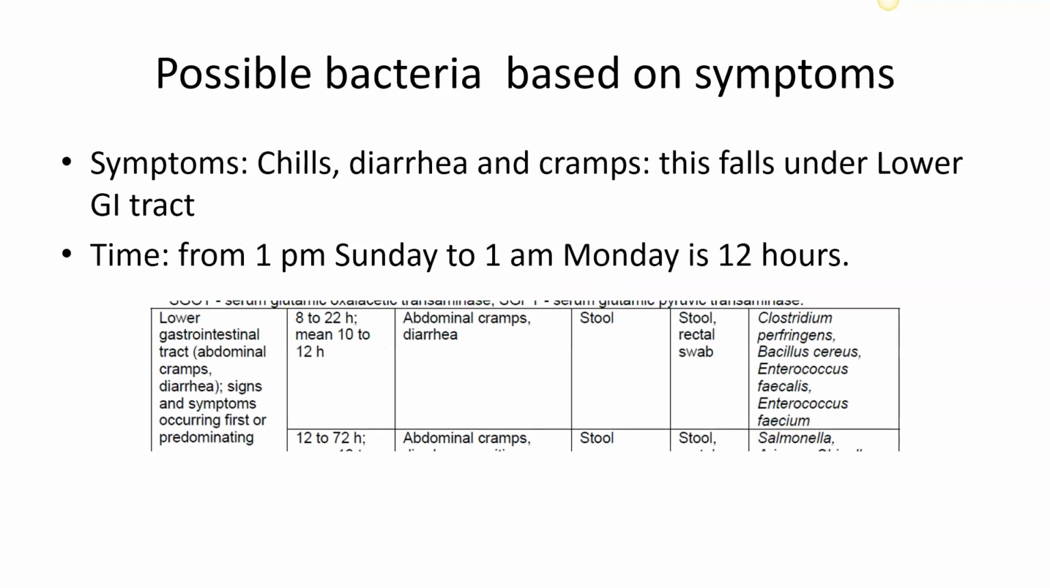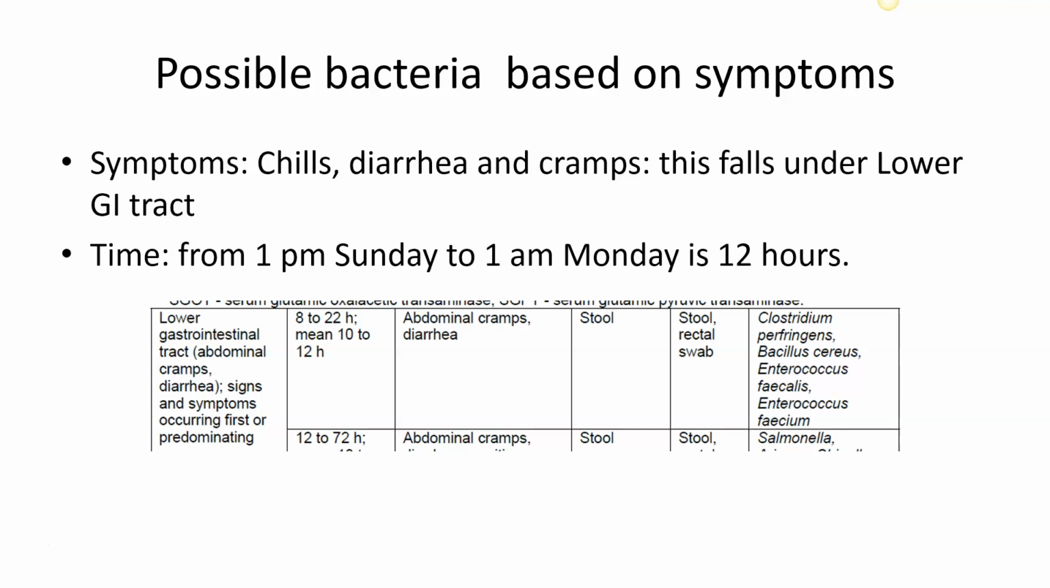It says we then look at possible bacteria based on symptoms. The symptoms were chills, diarrhea, cramps, and that falls under lower GI tract. Our time frame was 12 hours. So we look at the table and see what it says under lower GI tract. It says lower GI tract, abdominal cramps, diarrhea are the signs and symptoms occurring first or predominating. The first one in there says we're looking at 8 to 22 hours. The mean is 10 to 12. That fits. Abdominal cramps and diarrhea, that fits.